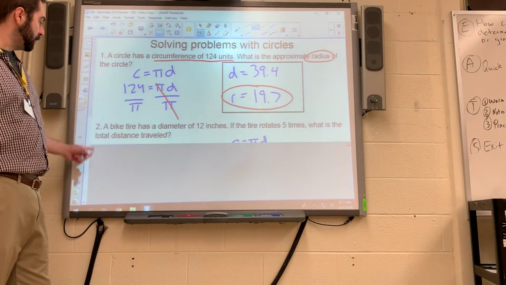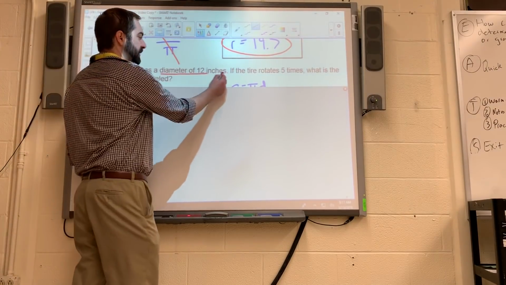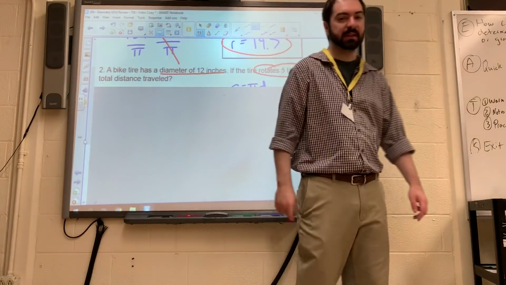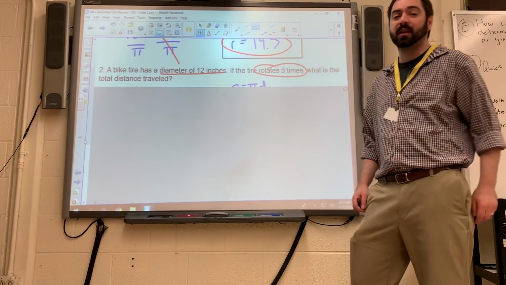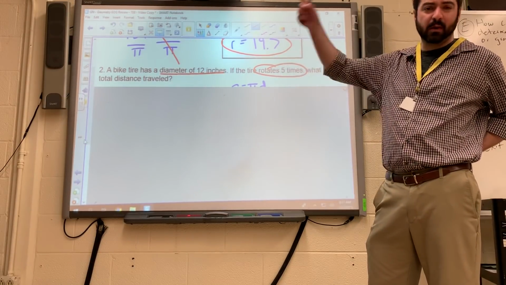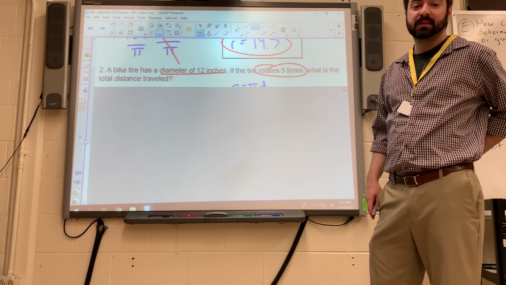Okay? Second one, number 2, a bike has a diameter of 12 inches. It rotates 5 times. What is the total distance traveled? Well, this problem didn't say circumference or area, but I got to think. The tire's rotating around. It's going around and around and around. That right there is letting you know this is a circumference problem.